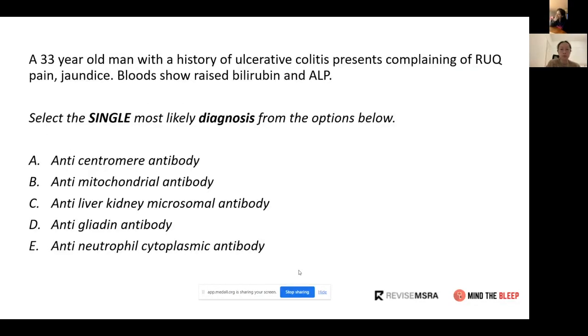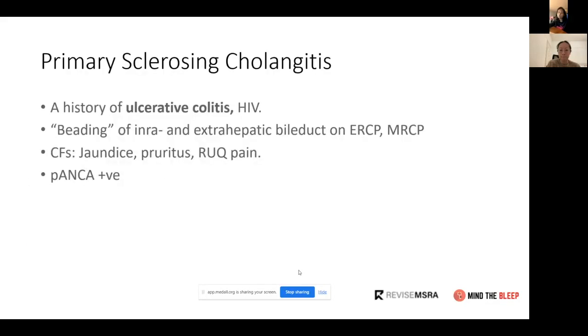Okay, next question. So the answer for this is the anti-neutrophil cytoplasmic antibody. If you read the question, it's asking for diagnosis, and then you see a history of ulcerative colitis with jaundice and right upper quadrant pain, raised bilirubin and ALP. So you think it's primary sclerosing cholangitis, which can have ANCA. Usually primary sclerosing cholangitis has an association with ulcerative colitis. So it tends to happen in a middle-aged man with ulcerative colitis, whereas primary biliary cirrhosis tends to be in middle-aged women.